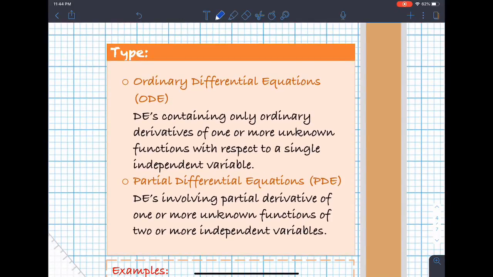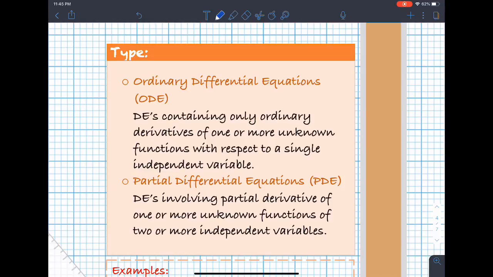There are two types of differential equations: the ordinary differential equation as well as the partial differential equation. In our course for this semester, we will only be dealing with ordinary differential equations. Partial differential equations are usually tackled in multivariable calculus. For differential equations, we will be focusing on ordinary differential equations. So how do we differentiate ODE from PDE?